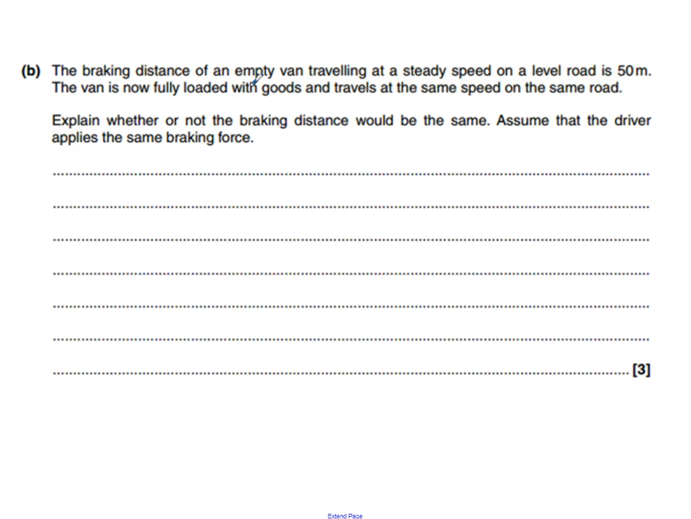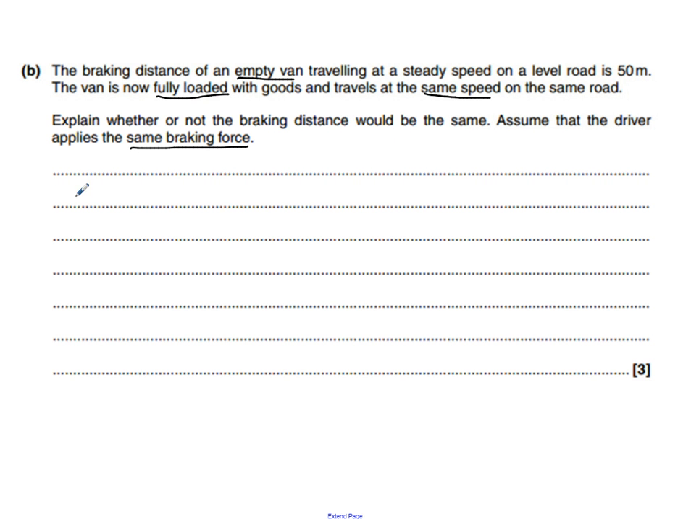It says the braking distance of an empty van travelling at a steady speed along a level road is 50 meters. The van is now fully loaded with goods and travels at the same speed on the same road. Explain whether or not the braking distance would be the same. Assume the driver applies the same braking force. Okay, so we've got to decide, will it be a bigger braking distance?